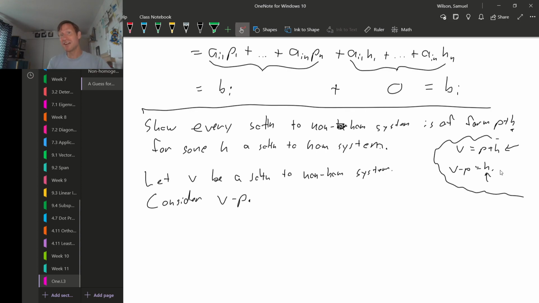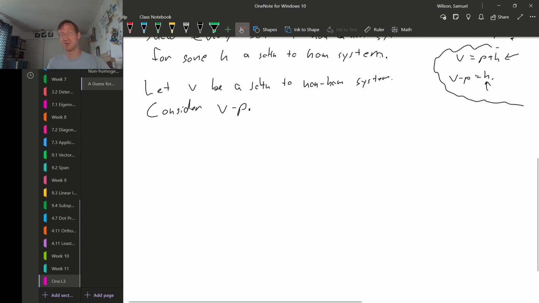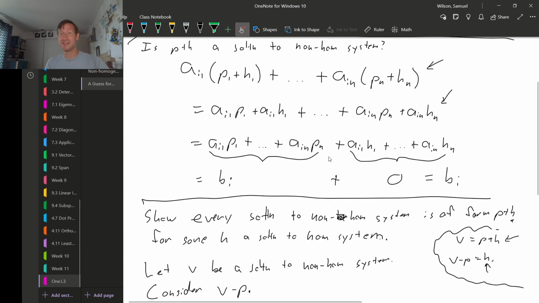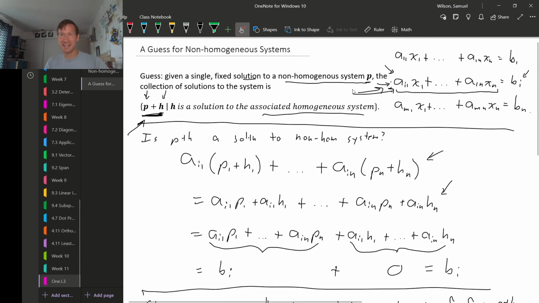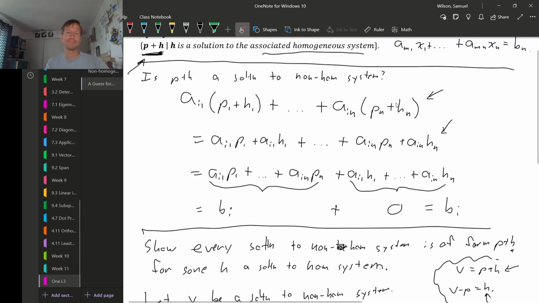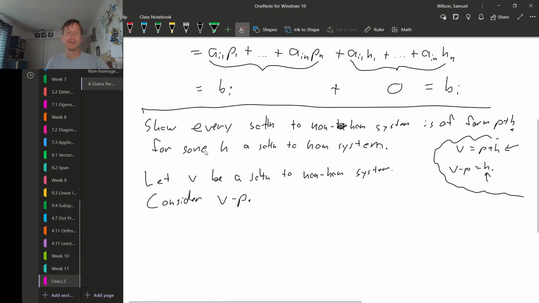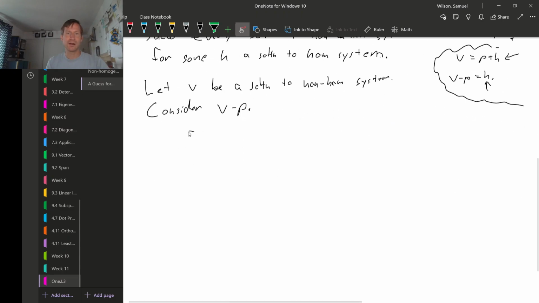Well, we can check if it is a solution to the associated homogeneous equations just by plugging v minus p into the equations. So let's do that. And we're going to do that in the same way that we did in this first bit. We're going to just take the entries of v minus p and plug it into this left-hand side here and see what we get.